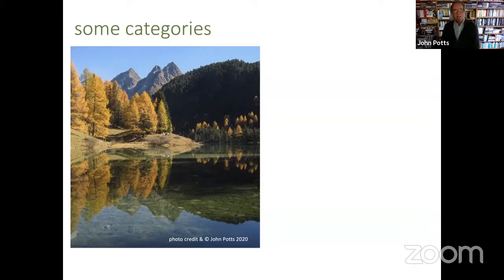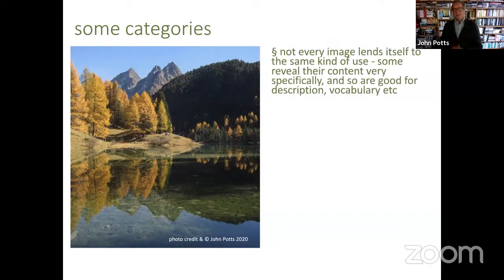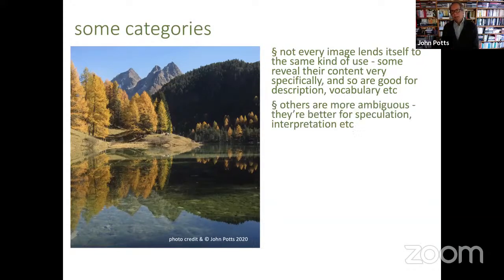Okay, so let's have some categories of image. Not every image lends itself to the same kind of use. Some pictures are very clear about what they show. They are very explicit, if you like. And so these are often good for description, for vocabulary, because it's very clear what it is. So this picture here clearly shows a lake and hills and mountains and trees and water and grass and so on. So we could get lots of vocabulary out of that without any problems because it's so clear what it's showing. But some images are more ambiguous. They're not so clear.